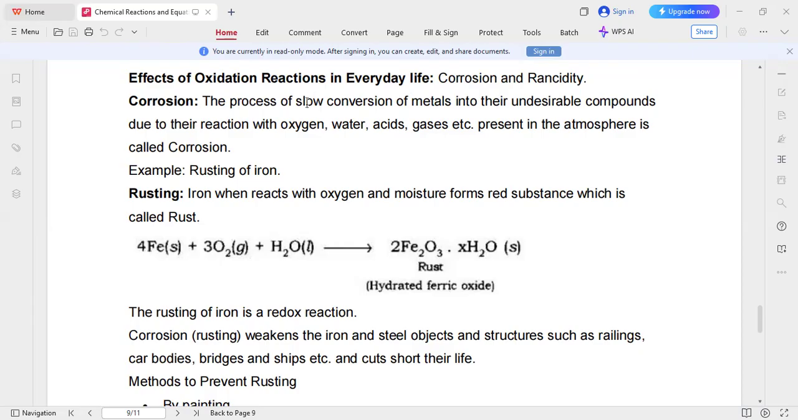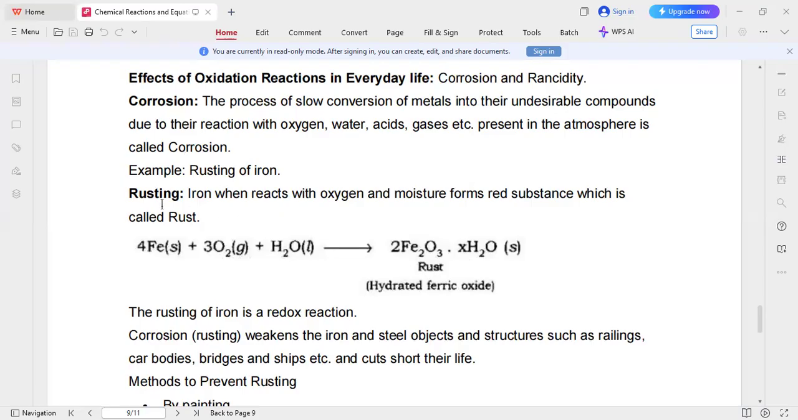Corrosion: the process of slow conversion of metals into their undesirable compounds due to their reaction with oxygen, water, acids, gases, etc. present in the atmosphere is called corrosion. Example, children, rusting of iron. Whenever iron reacts with oxygen and water, a brown substance is obtained on the iron article, that is hydrated ferric oxide, Fe2O3.XH2O, or rust, we say.